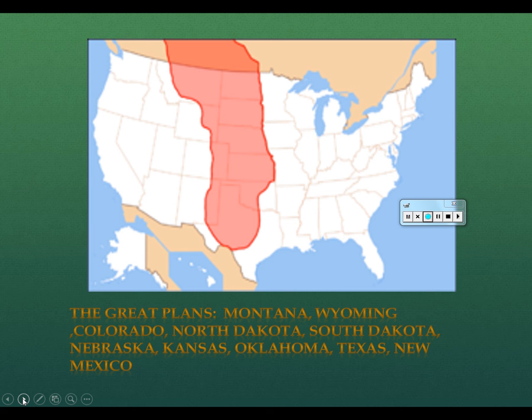The map above shows the area that we consider the Great Plains. They incorporate most, if not all, of these states: Montana, Wyoming, Colorado, North Dakota, South Dakota, Nebraska, Kansas, Oklahoma, Texas, and New Mexico.